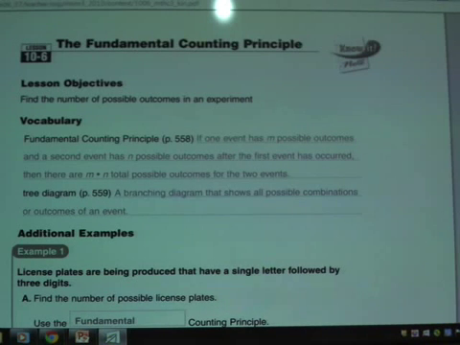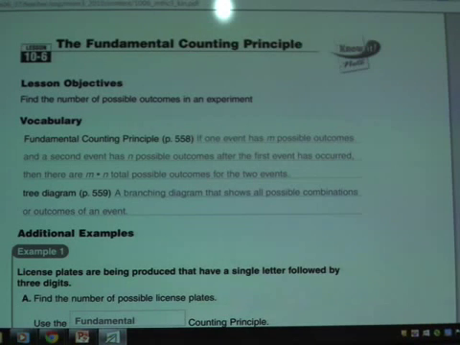So what is the fundamental counting principle? It says formally, if one event has m possible outcomes and a second has n possible outcomes after the first event has occurred, then there are m times n total possible outcomes for the two events. And that definition can be extended when you have more than two events. You just keep multiplying by whatever the next number of outcomes is on down the line until you reach the final one necessary.